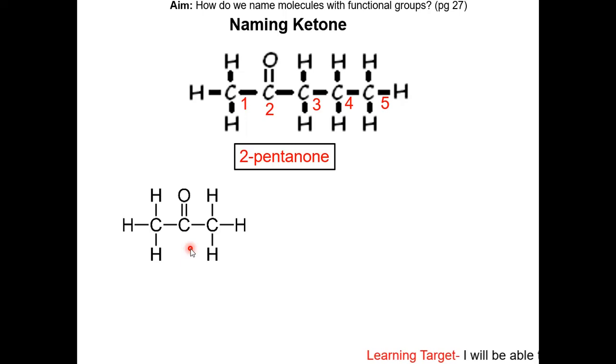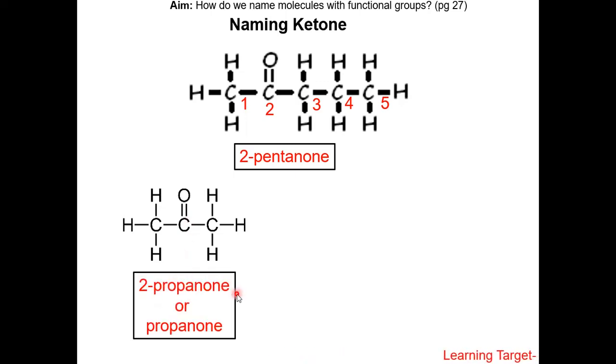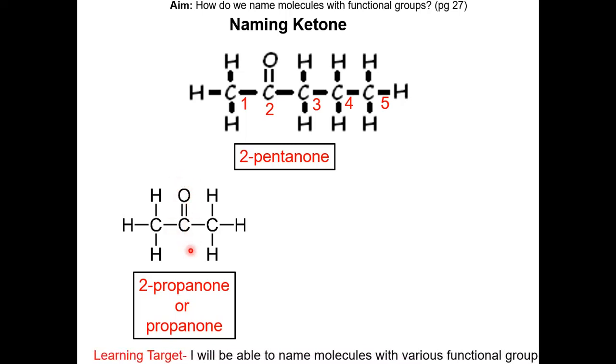Let's look at another example. This ketone has a parent chain of 3 carbons, and the C double bond O is on the second carbon, so the name of this ketone is 2-propanone or propanone. In this situation, the number is not needed because the C double bond O can only be on the second carbon, because in a ketone, the carbon of the C double bond O must be bonded with other carbons.